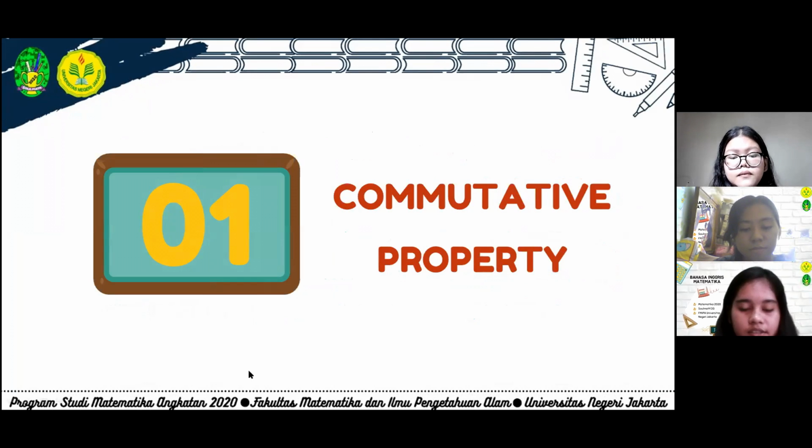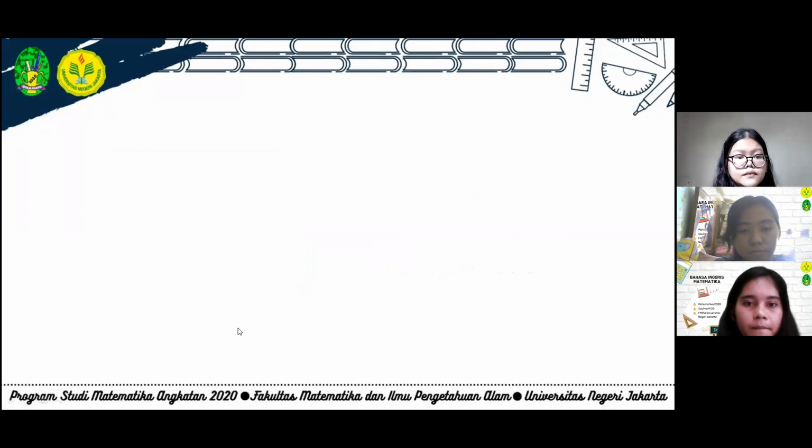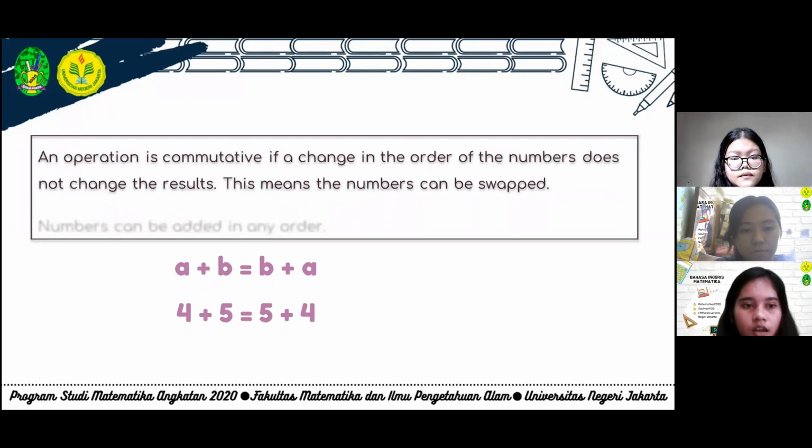Okay, the first is the commutative property. An operation is commutative if a change in the order of the numbers does not change the result. This means the numbers can be swapped.